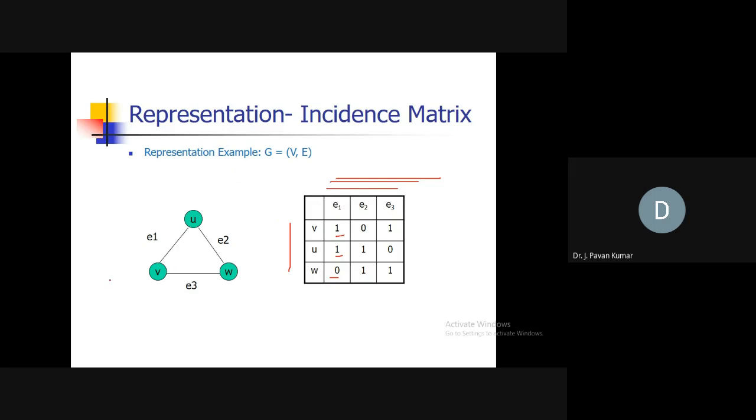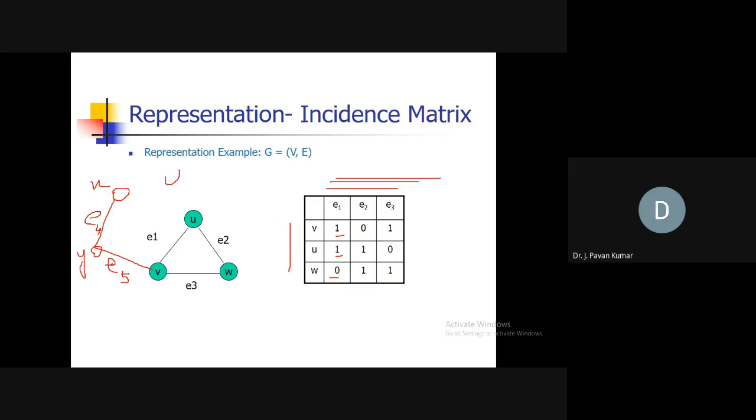Suppose you are having 5 vertices, let us say U, V, W, X, Y as well, and we are having an edge like this. Let us say this is E4, and this is E5.